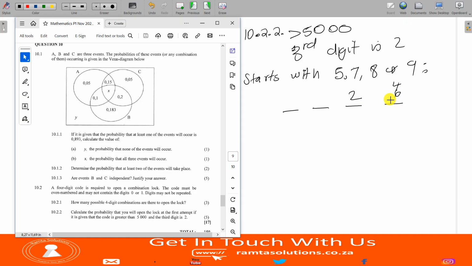Okay, so I shouldn't have put 8. Let me remove 8. 5, 7, and 9 would do. Yes, 5, 7, and 9 would do. So, therefore, you are left with 4, 6, 8.